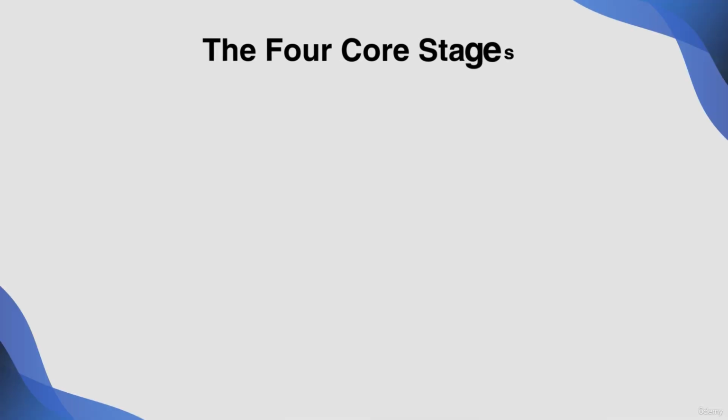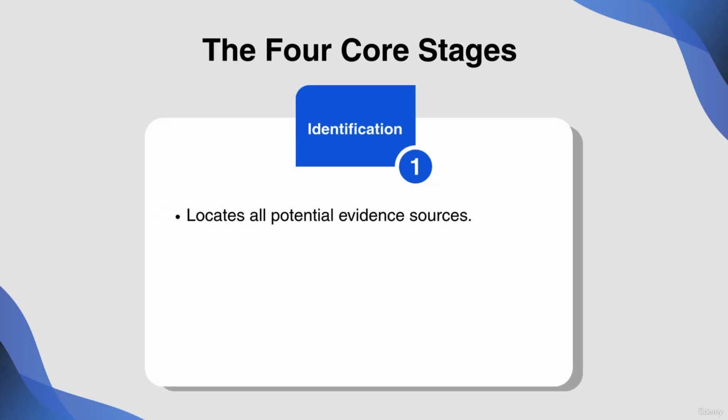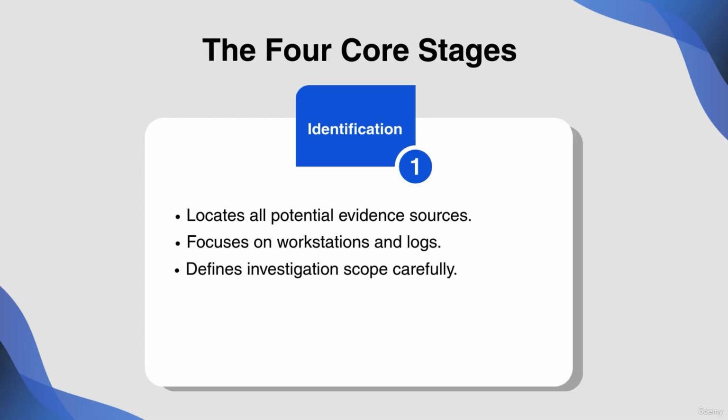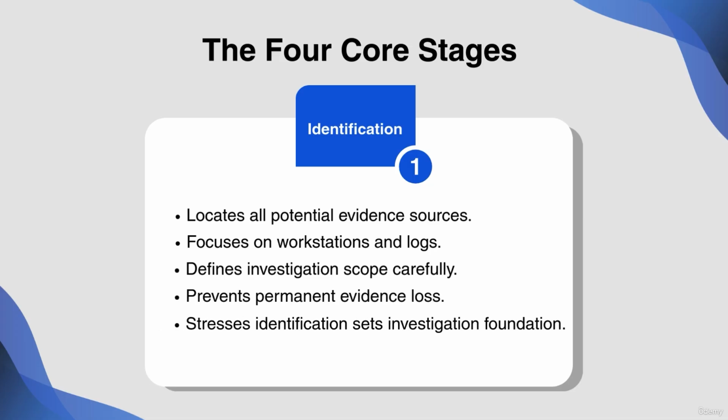The 4 core stages. Step 1, identification. The process begins with identification, where investigators locate all potential sources of evidence, such as servers, cloud storage, mobile devices, or printers. In an insider theft case, this could mean focusing on a suspect's workstation, email account, or USB access log. Defining the scope carefully is critical. Overlooking a single source could mean losing key evidence permanently. Identification sets the stage for everything that follows. Without identification, you risk chasing false leads or missing the whole story entirely.